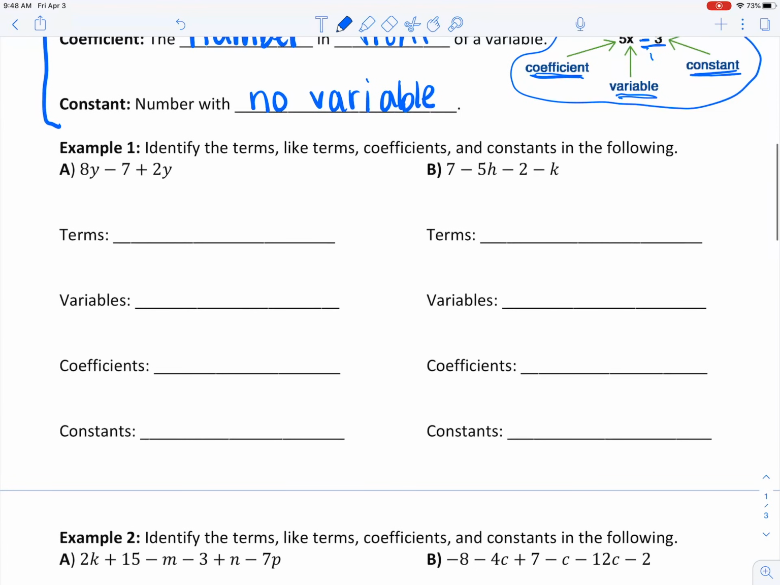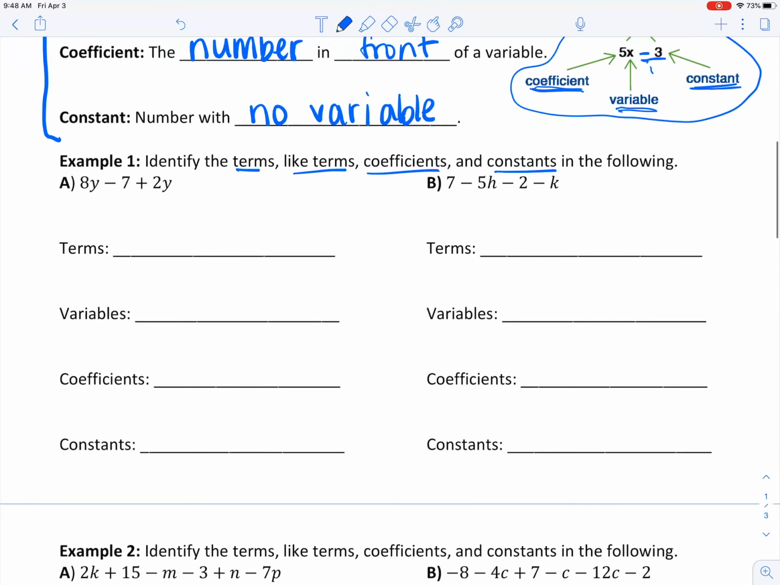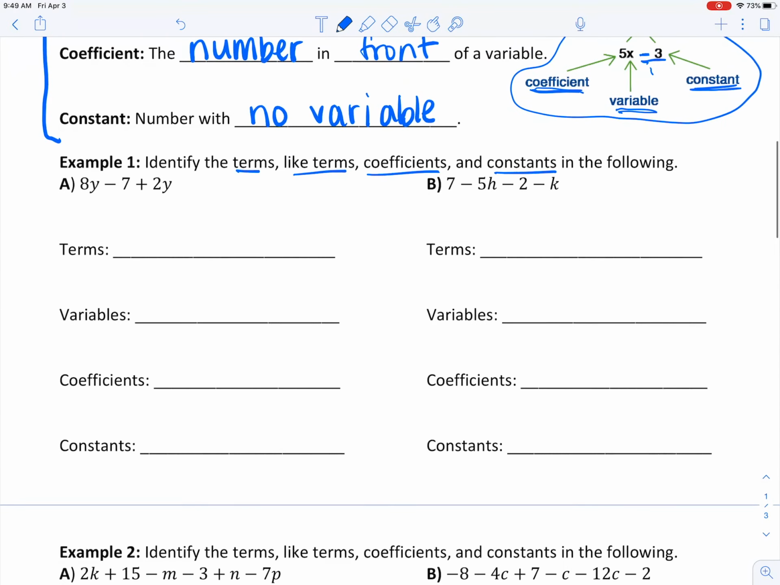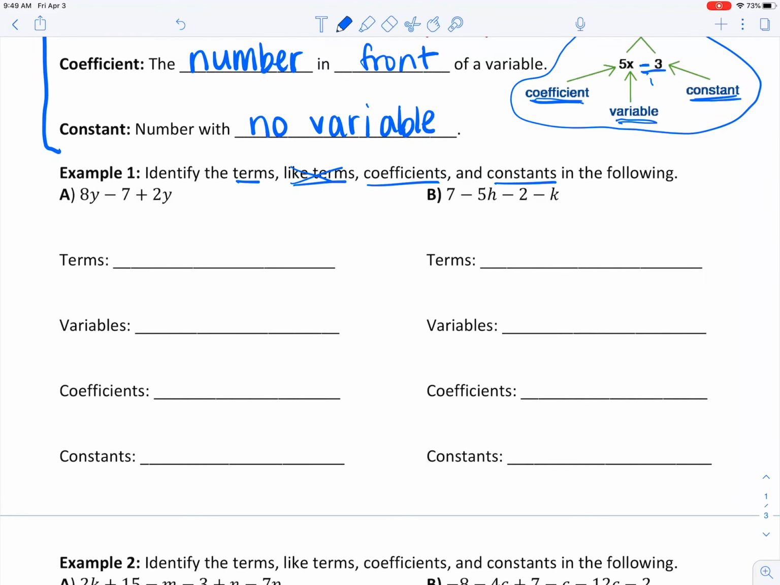So let's take a look at example 1. It says identify the terms, like terms, coefficients, and constants in the following. Okay, and you know what, actually in this one, I'm just noticing here, we don't have to identify the like terms today. We're going to do that in the future. Okay, so example 1, it says 8y minus 7 plus 2y. Well, all of the terms literally just mean each of these things that you see.